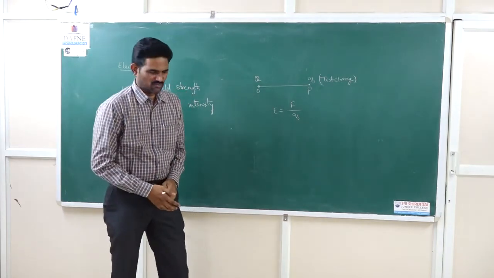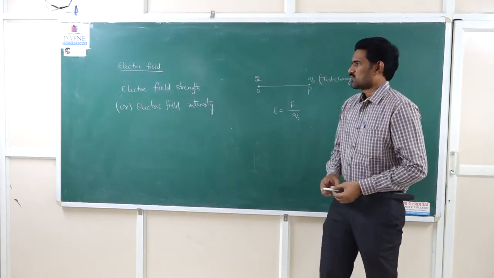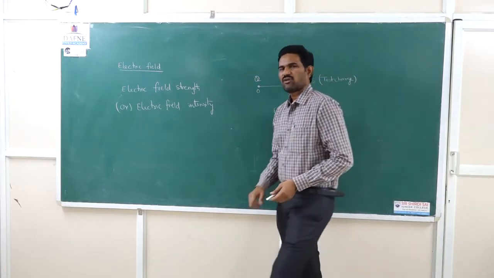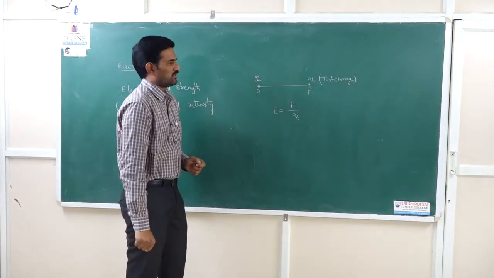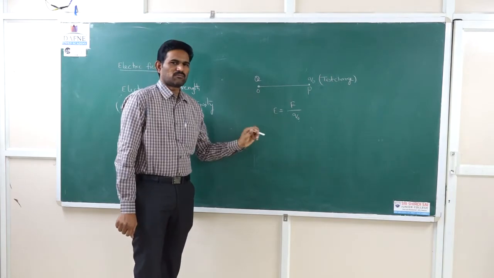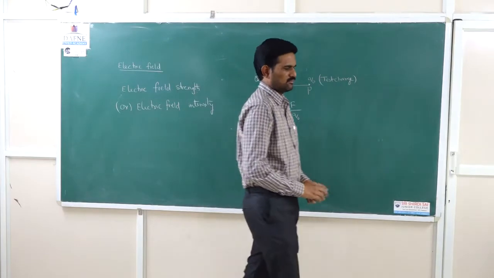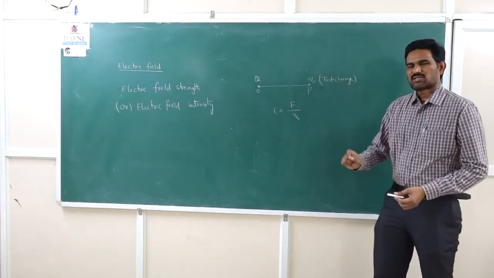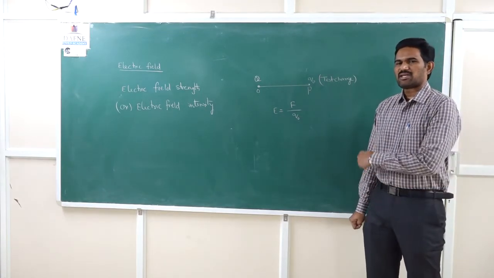So that is the definition of electric field strength. Write down the definition: electric field strength at any point is defined as force acting per unit tester charge, force acting per unit tester charge placed at that point.